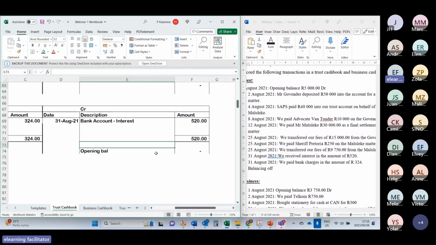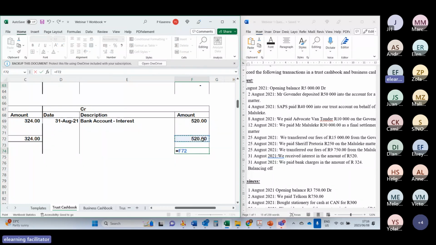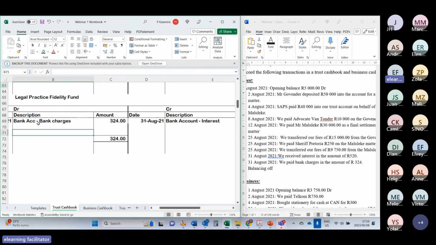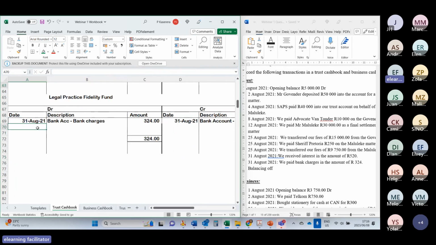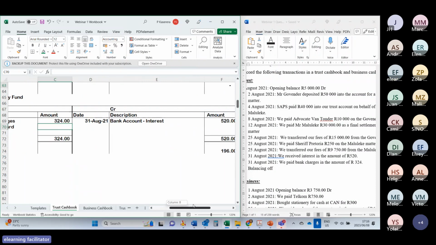Okay, and then we go to the Legal Practice Fund interest. When we look at it, the credit side is bigger than the debit side. So we subtract, that is our balance. We've got 196 payable to the fund in terms of net interest. So 31 August 2021, this is our balance carried forward. This is carried in our books.